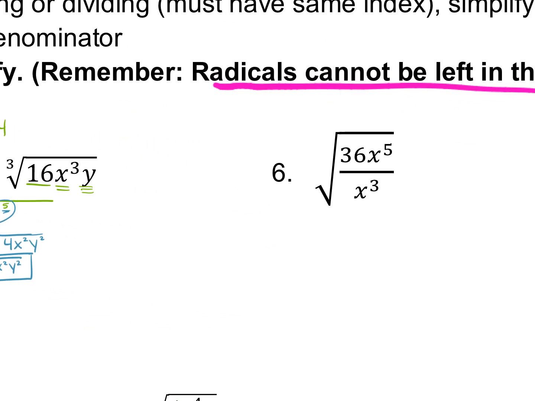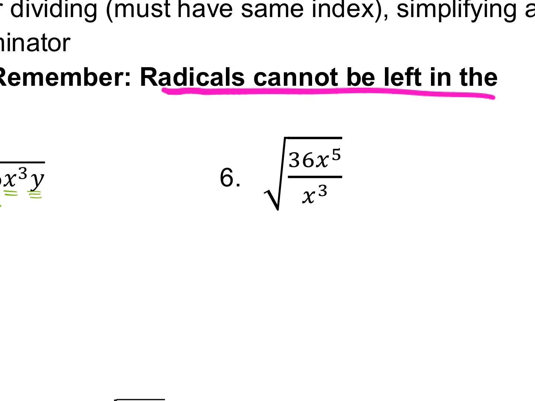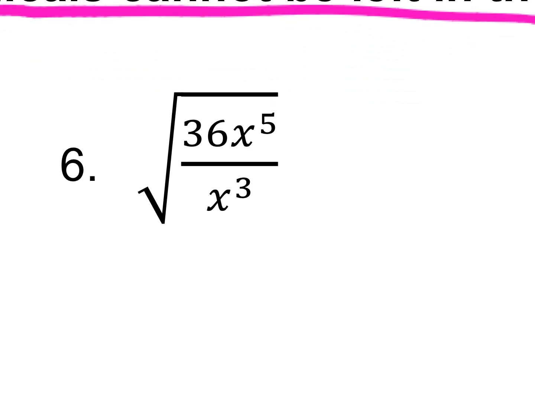All right, number 6. So this one, if you, again, can divide right off the bat when you see that division bar, then divide. So 36, you can't divide anything. But your variables you can divide. X to the 5th divided by x to the 3rd. Remember, that is x to the 5 minus 3. You subtract them, which would be x squared.